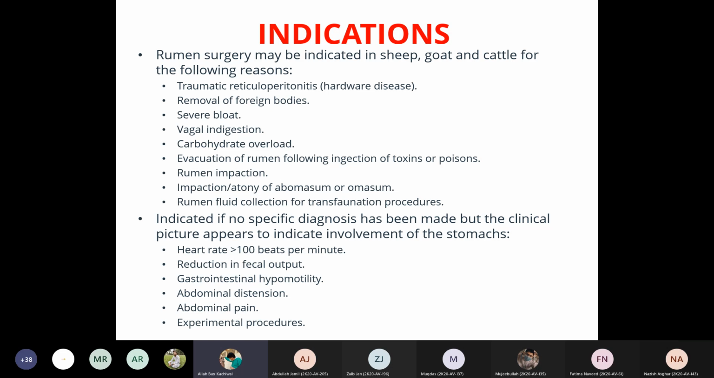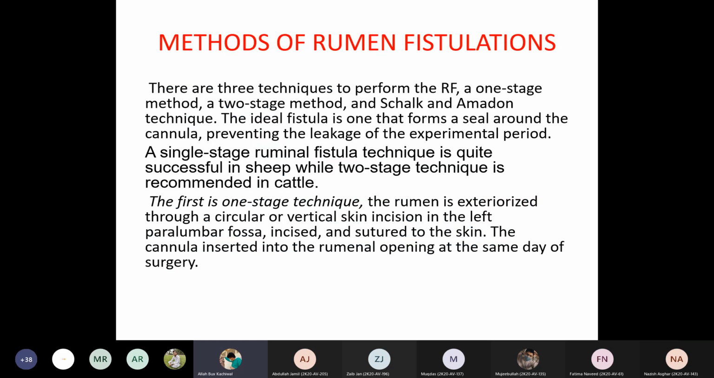So we are doing ruminotomy here only as an experimental procedure, not for treatment or other indications. Mostly the other indications are observed or treated whenever required for the treatment of the patient, whereas we do this procedure only for application of a fistula or cannula into the rumen. There are three techniques to perform rumen fistulation: a one-stage method, a two-stage method, and the Schalk and Amadon technique.